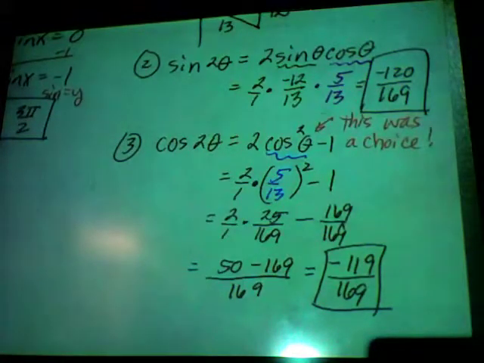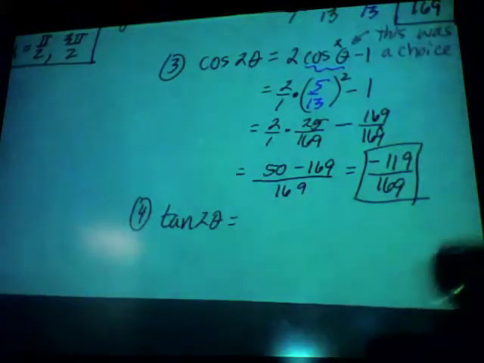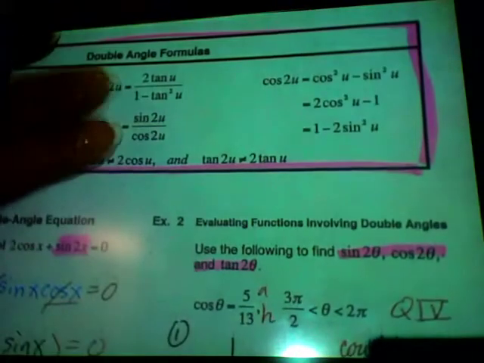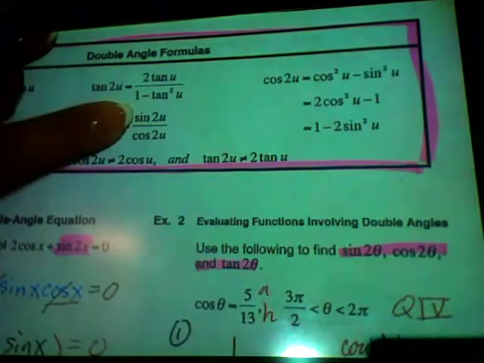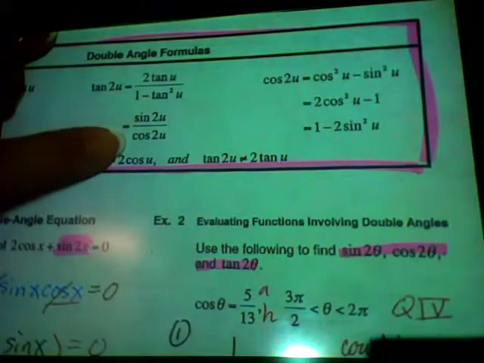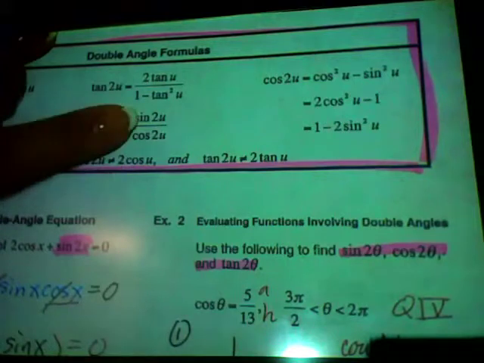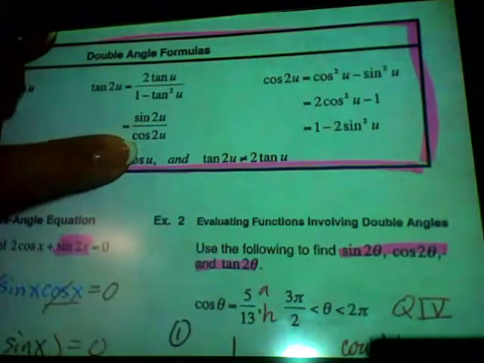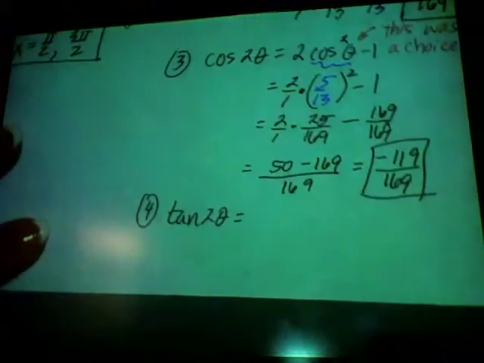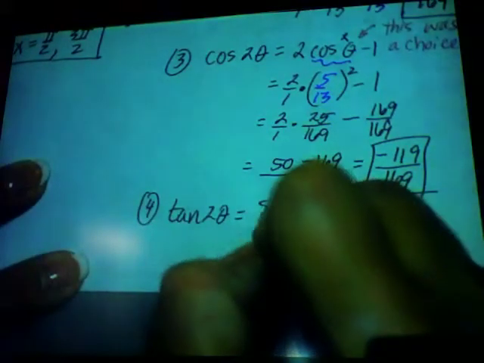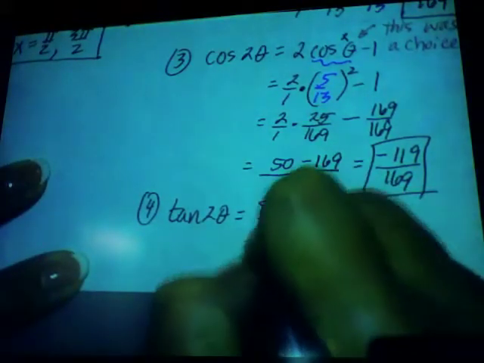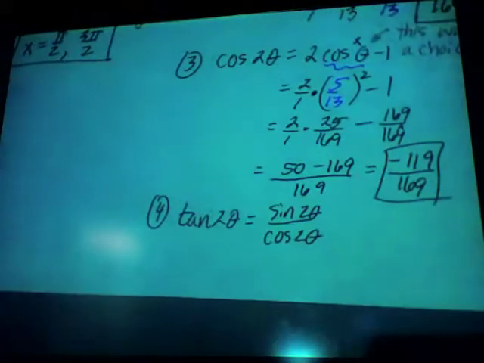Now we have one more. 4. Tangent of double theta. I choose, out of my 2 choices, I choose this one, because I've already found the sine of my double angle and the cosine of my double angle. So all I have to do is put them in here and do the math. So again, it's a choice, but I would choose sine of double theta over cosine of double theta. And this one's easy to remember, because what is tangent? Normally, sine over cosine.